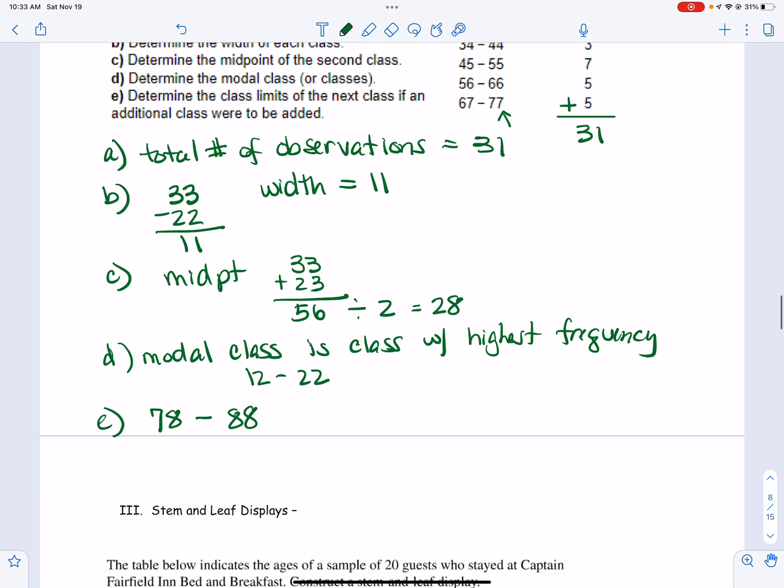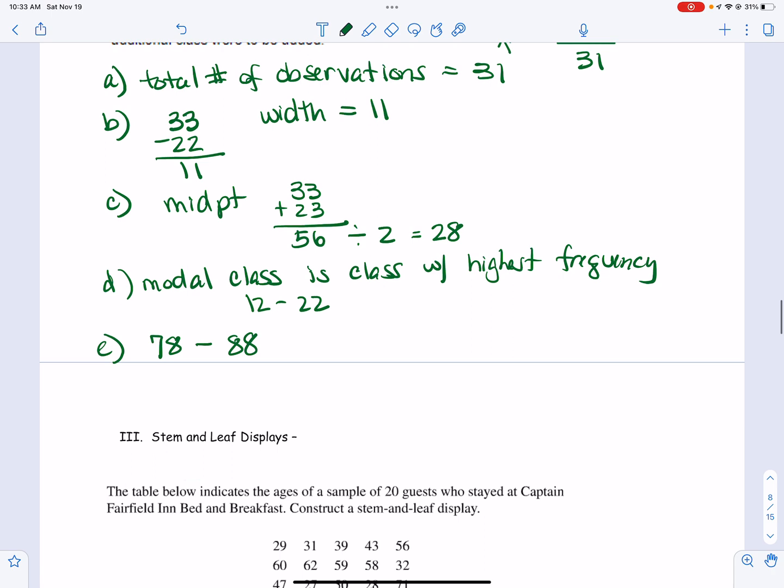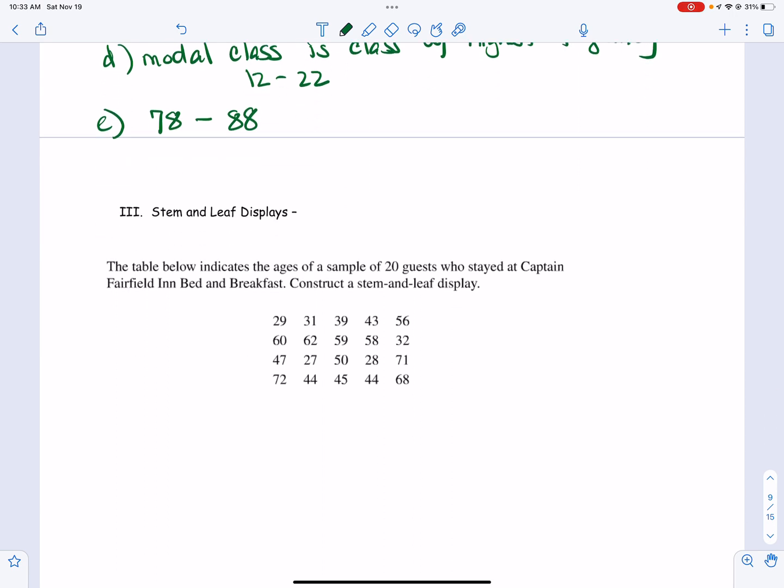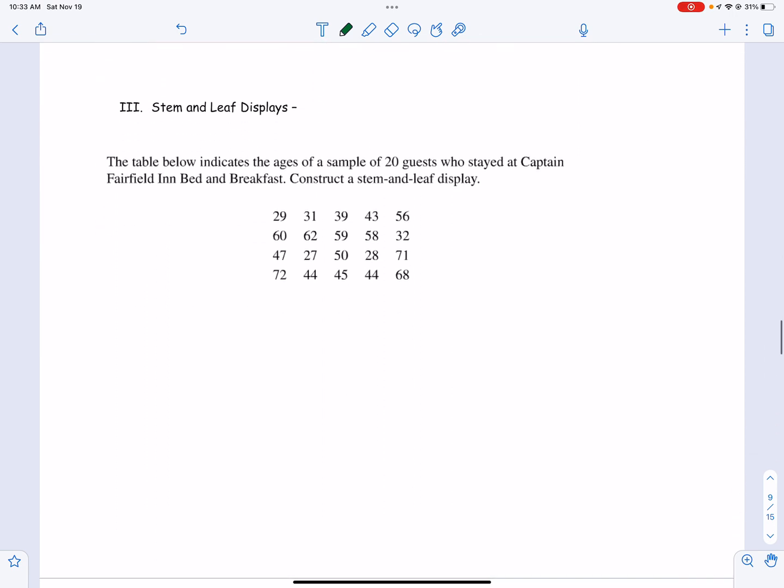So that finishes up histograms and frequency polygons. And now we're going to go into stem and leaf displays, but I'm going to leave that for another video.